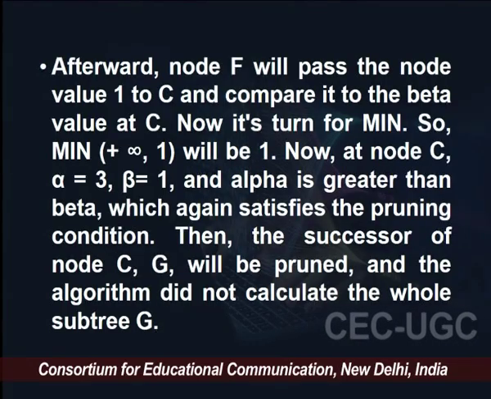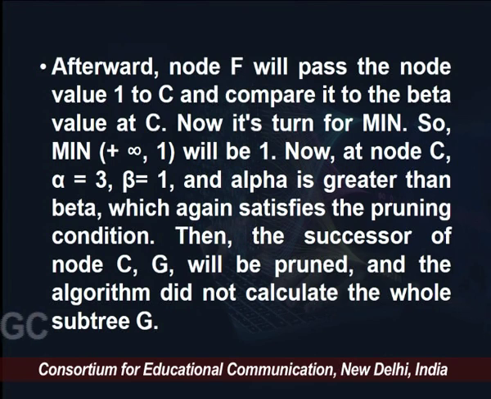Afterward, this node f will pass the node value 1 to C and compare it to the beta value at C. But at C, please recall, the turn is for min, it is not max's turn. So, minimum of plus infinity or 1 is going to be 1. Now, at node C, we have alpha equal to 3, beta equal to 1, and alpha is greater than beta, which again satisfies the pruning condition.